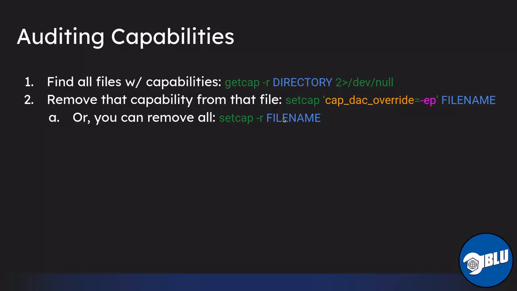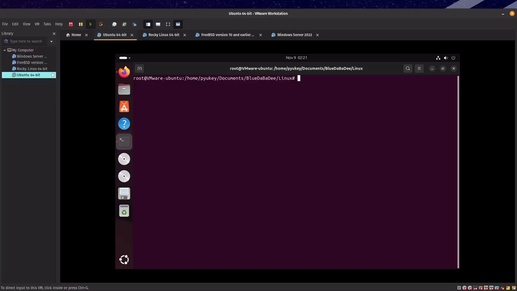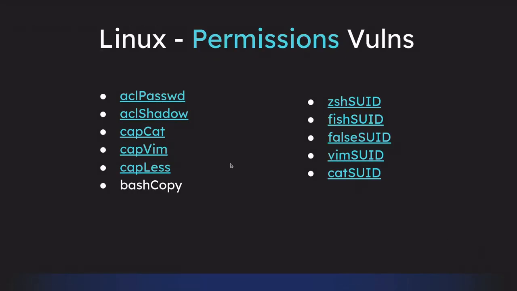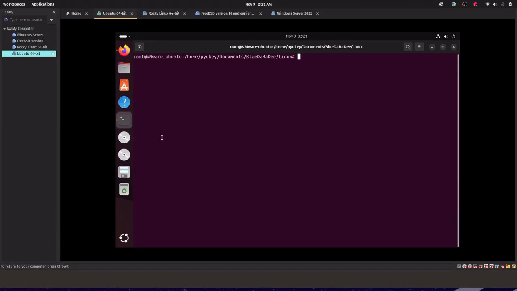So to secure it, the idea is we want to find any files with those capabilities, and then if it looks malicious, let's remove them, okay? So let's go ahead and put this into practice. For this, we have a few vulnerabilities to test out, so let's do it, okay?